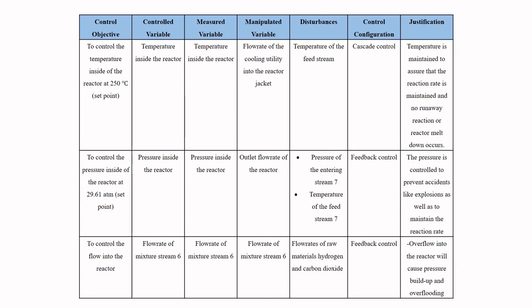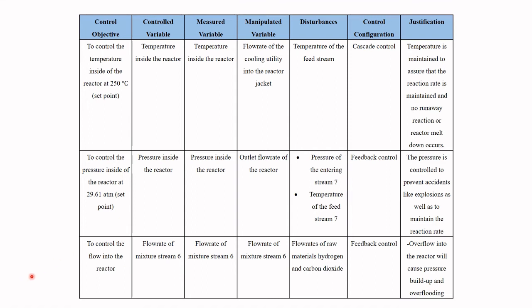To control the temperature inside the reactor, the temperature in the reactor is measured and the flow rate of cooling utility into the reactor is manipulated. The control configuration is cascade control because temperature of cooling utility and reactor are cascaded to control the temperature inside the reactor. To control the pressure inside the reactor, the pressure inside the reactor is measured and the outlet flow rate from the reactor is manipulated. Thus, the control configuration is feedback control.